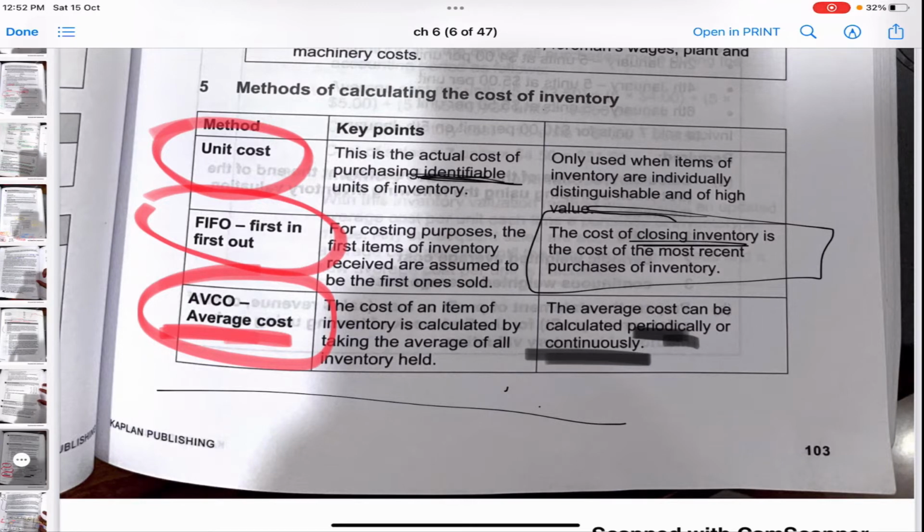Now let's come to FIFO. For costing purposes, the first items of the inventory received are assumed to be the first ones sold.